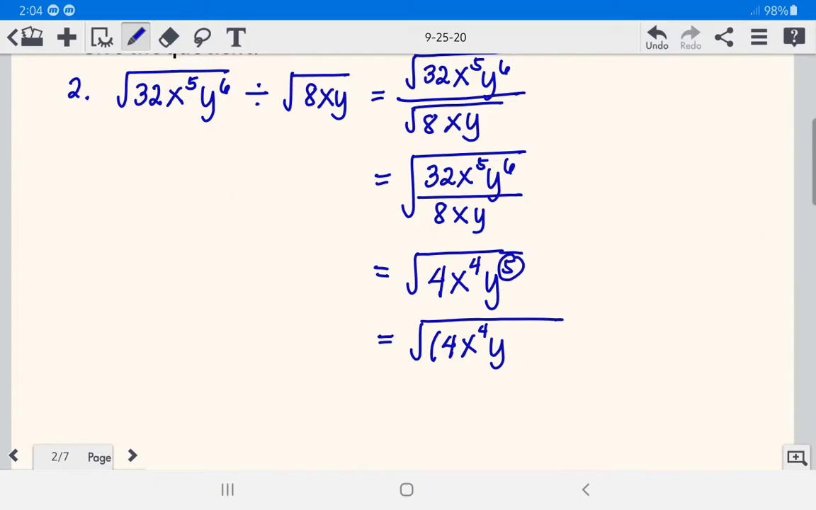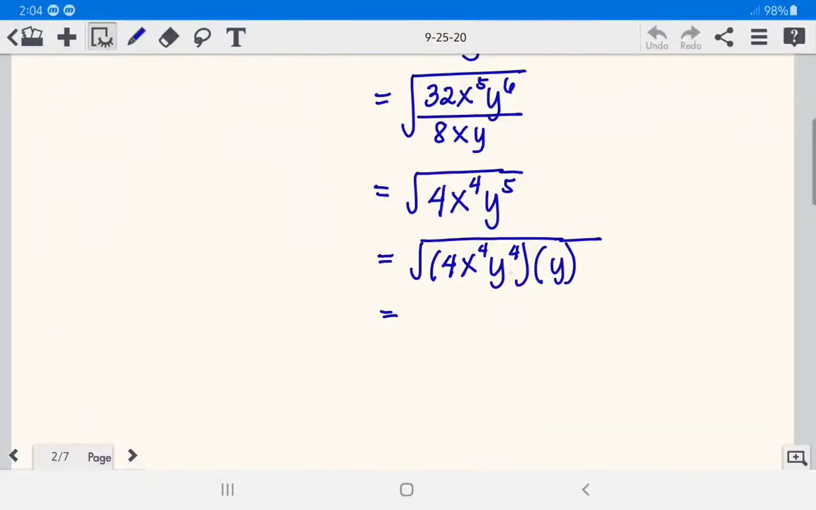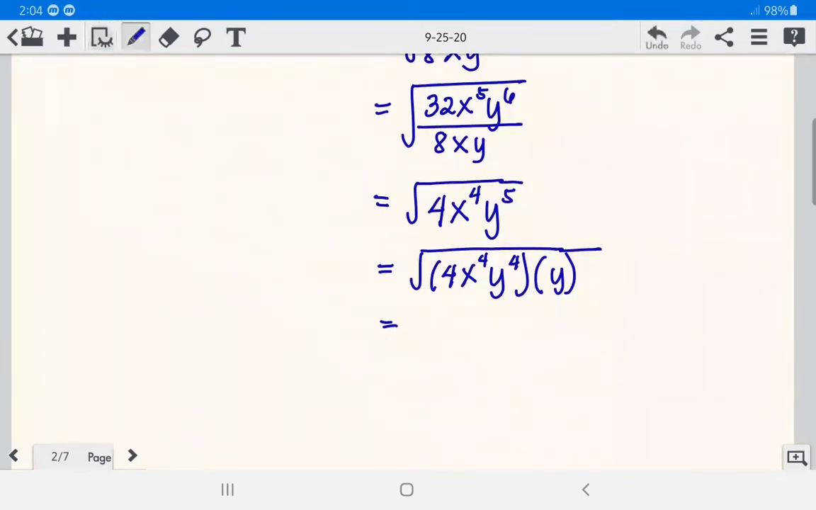Since the exponent is 5, you're going to think of a number less than 5 which is divisible by the index 2. So, we have 4. Then, the remaining one, you should write it here. Then, we have the square root of 4x raised to the 4th power, y raised to the 4th power, this is 2x^2y^2. Then, the square root of y. This is the answer for number 2.